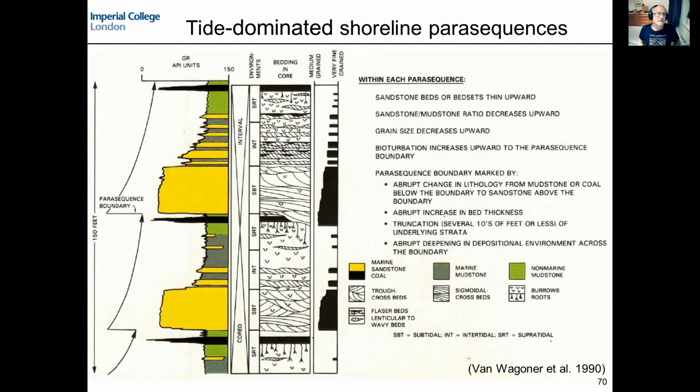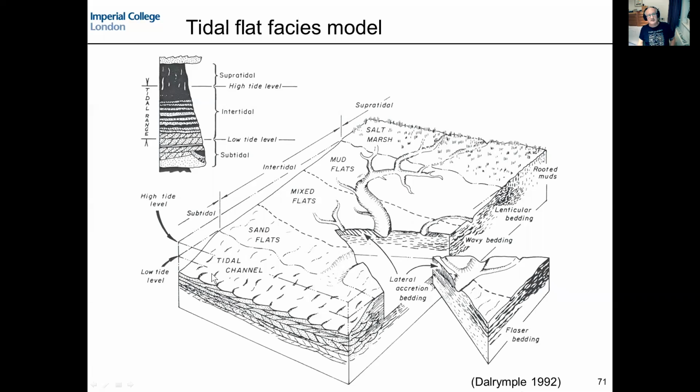Okay, so let me show you a model of a tidal flat to begin with. So we've talked about tidal processes. Now let's switch gears to a tidal flat. So this is a 3D block diagram of a tidal flat. The bit closest to us, the front face of the model, is in relatively deep water. The back of the model is closer to land.